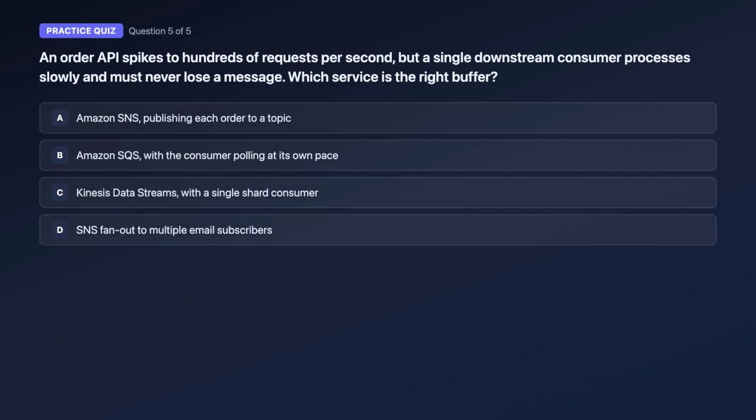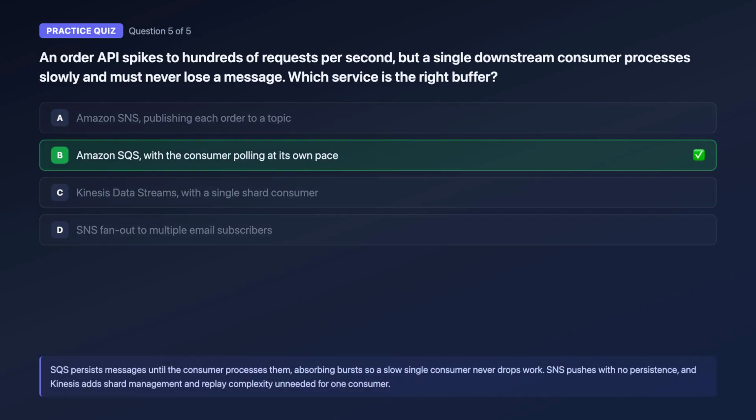Last question. An order API spikes to hundreds of requests per second, but a single downstream consumer processes slowly and must never lose a message. Which service is the right buffer? A, Amazon SNS, publishing each order to a topic. B, Amazon SQS, with the consumer polling at its own pace. C, Kinesis Data Streams, with a single shard consumer. Or D, SNS fan out to multiple email subscribers. Got your pick? Let's see.